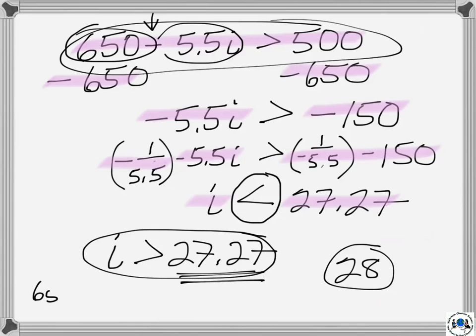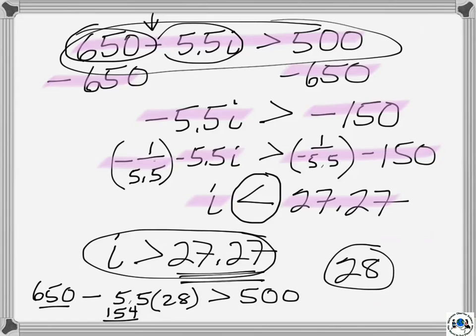So that would be 650 minus 5.5 times 28 needs to be greater than 500. If you have a calculator handy, you can maybe help me with this. I'm going to do that right here on my calculator: 5.5 times 28 equals 154. So 650 minus 154 is actually 496. So 496 is not greater than 500.